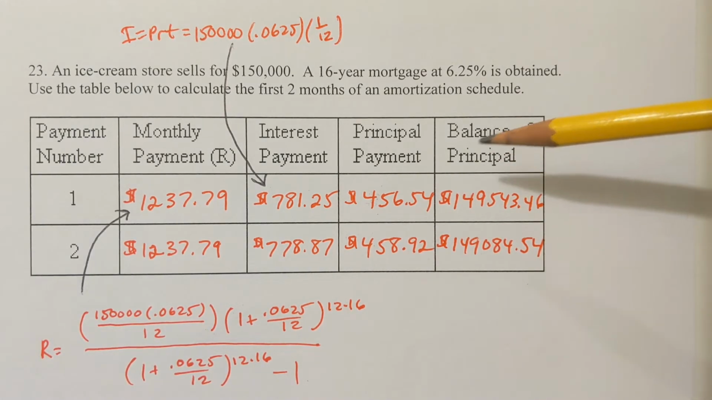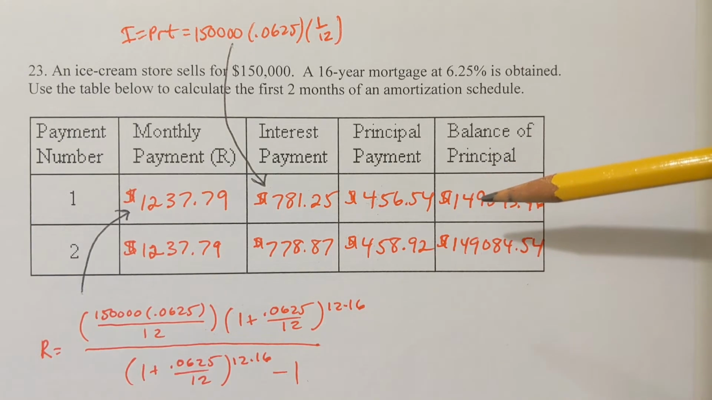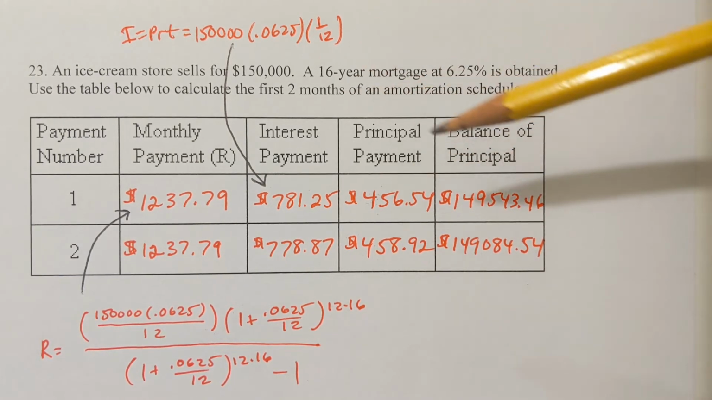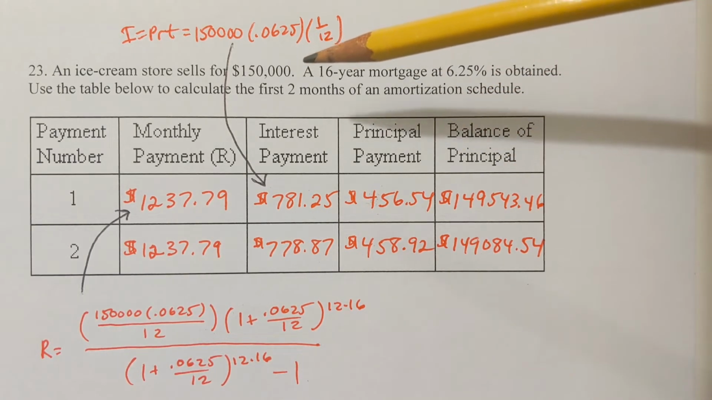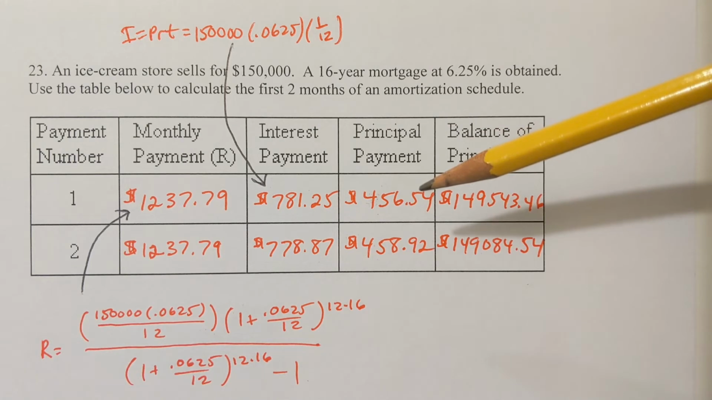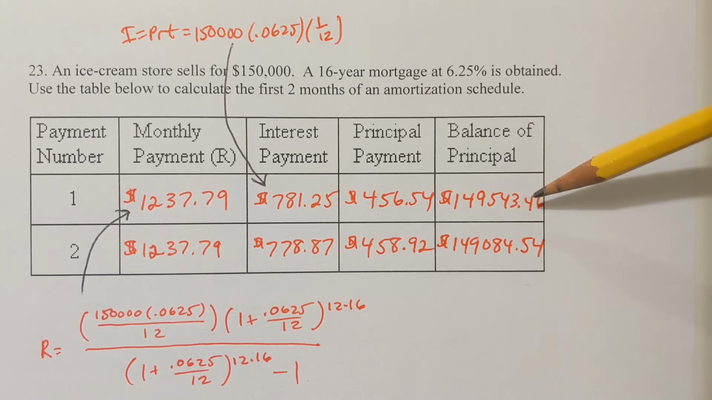Which means that we're going to have a new balance of the principal. You take the old balance minus the principal payment, and that's going to get you the new balance. So 150,000 minus $456.54 gives us $149,543.46.